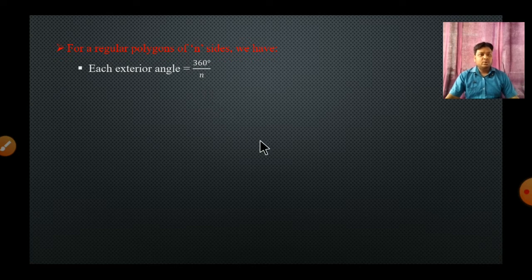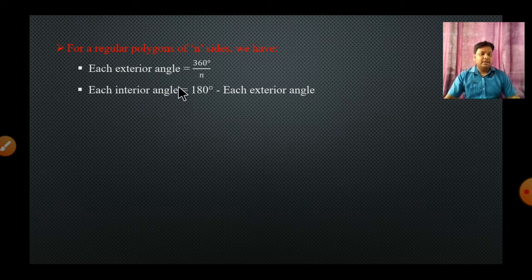Okay, students. Now, the next formula is for each interior angle. We can't find the interior angle formula directly. We will find at first the exterior angle, and then we can apply: each interior angle is equal to 180 degrees minus each exterior angle. But if in a question the exterior angle is directly given and you have to find the interior angle, then you can apply the formula directly. Okay, students.